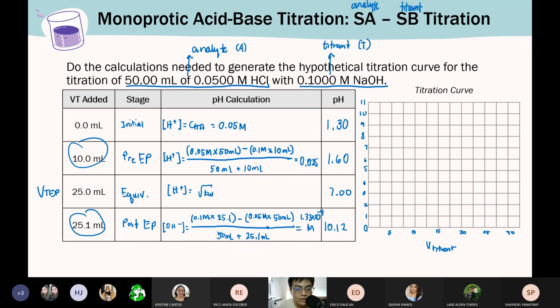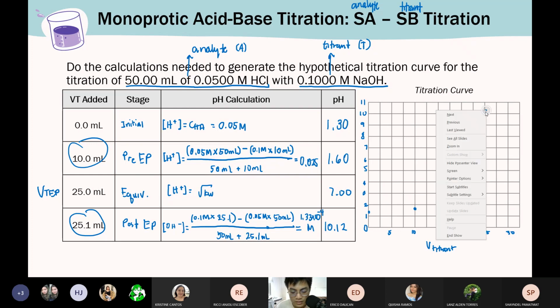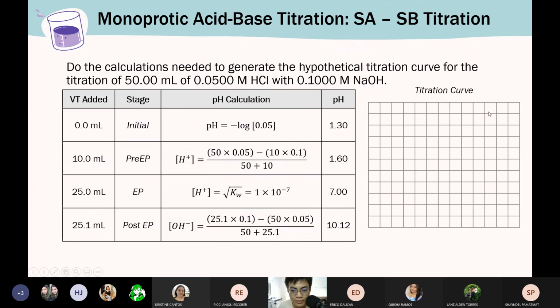So at 0 volume of titrant, pH is 1.3. Probably that point. At volume 10, the pH is 1.60. So it should be somewhere here. At 25, that's 7. Okay, so at 25, it is 7. And at 25.1, so konting urong lang, naging 10. Laki ng pinagbago, no? Like, isang patak lang. Ang laki ng pagbabago sa pH.